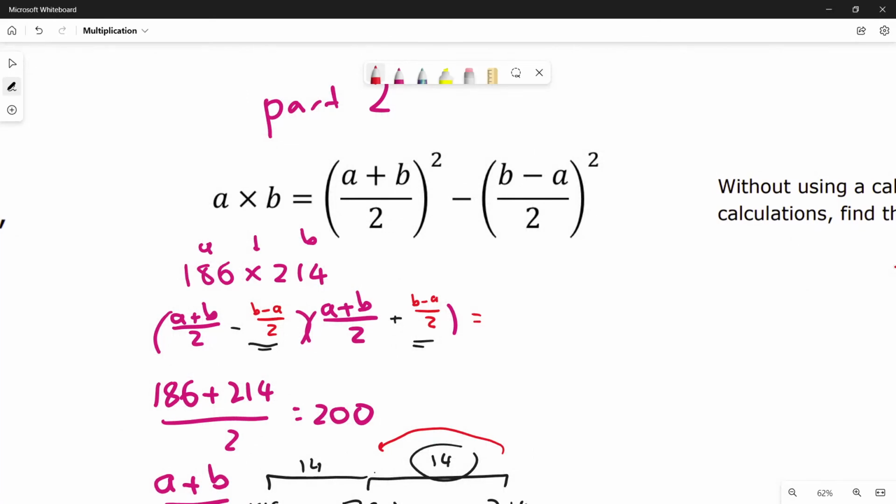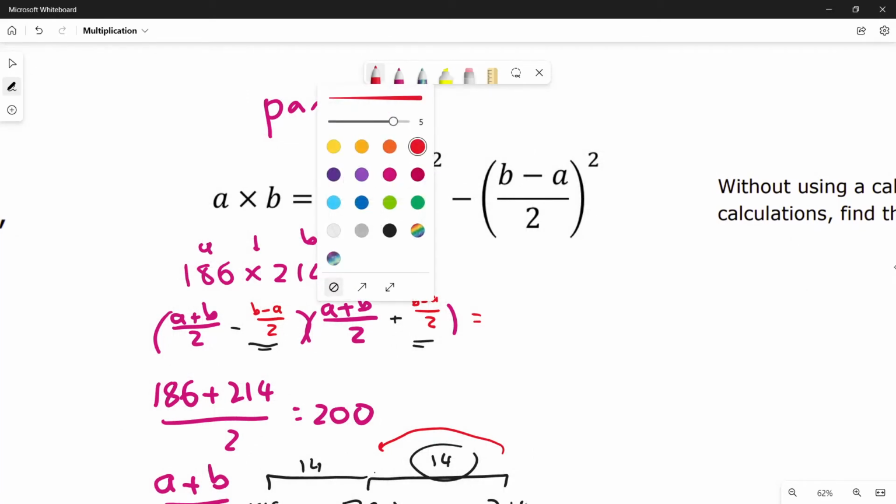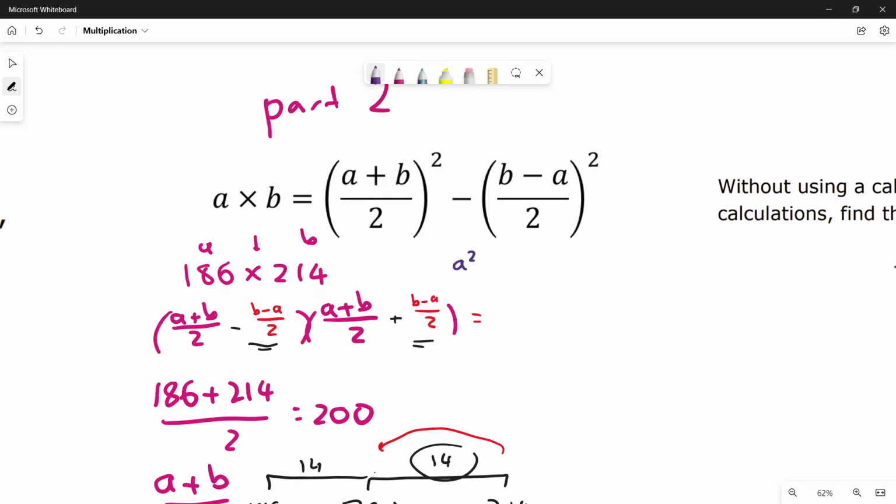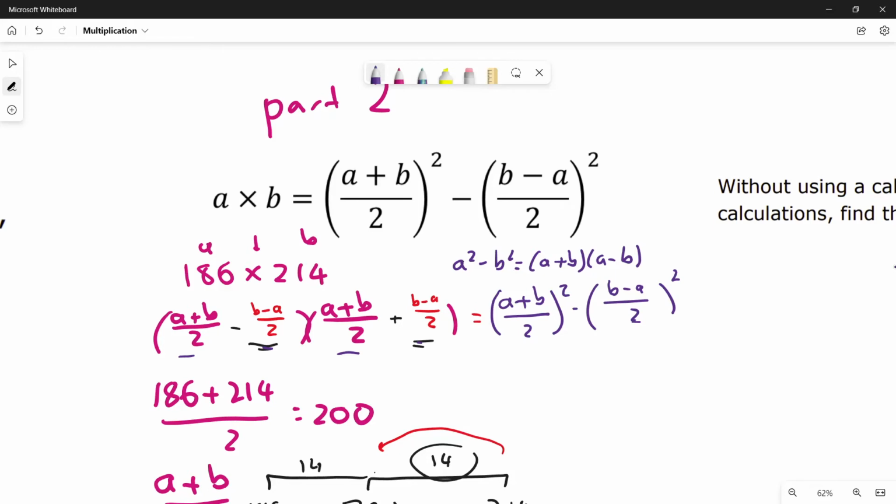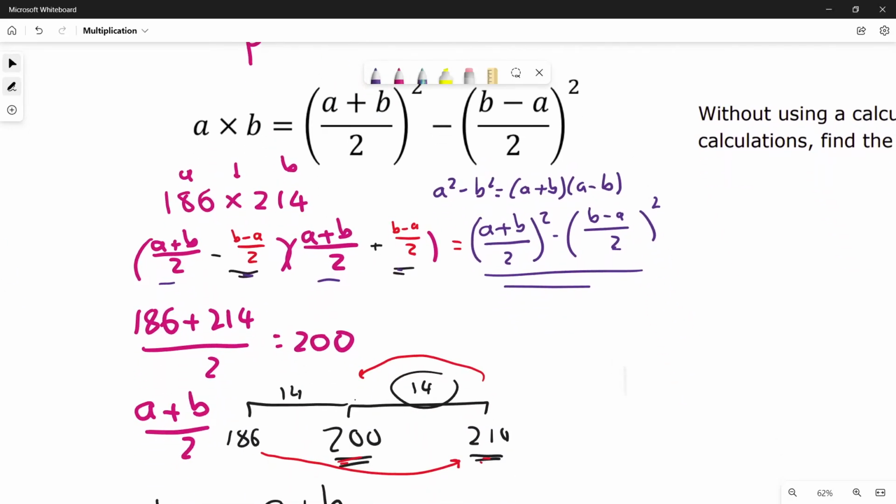Let's do a different color pen. We know that a squared minus b squared equals a plus b times a minus b. So we've got this times this. So we've got a plus b over 2 squared minus this times this, b minus a over 2 squared. So there we go. We've changed every multiplication into this formula. Every single multiplication. So let's use it.